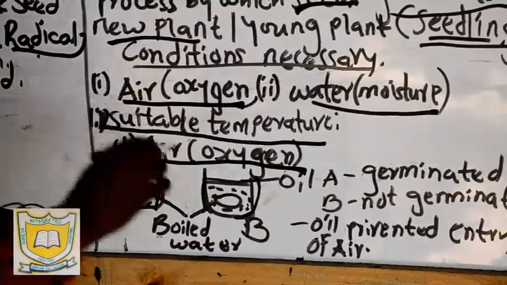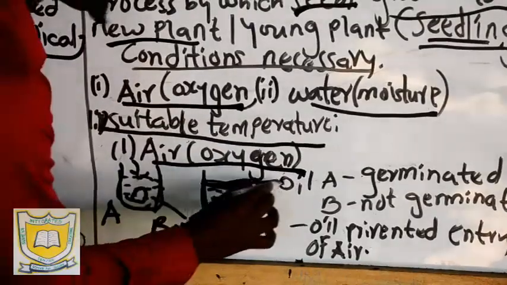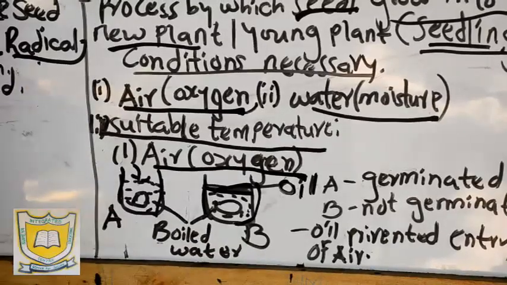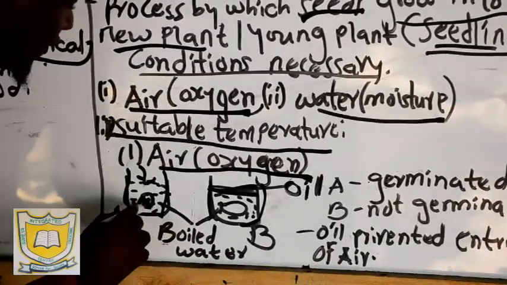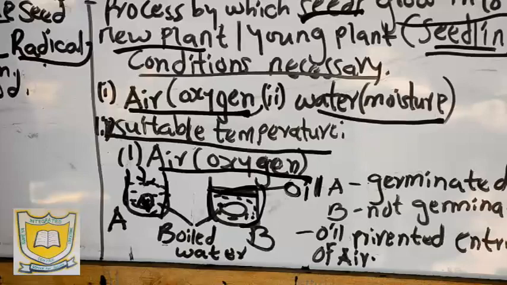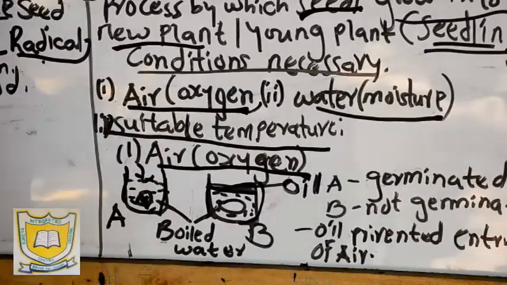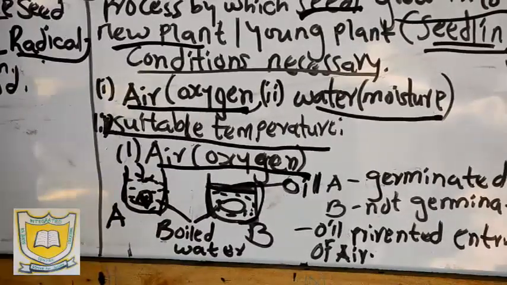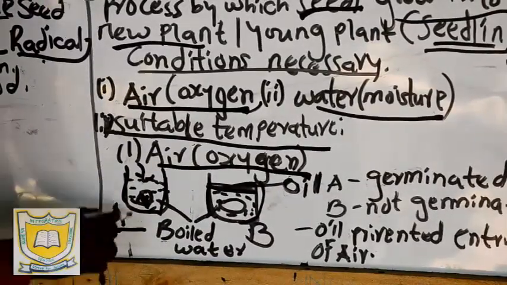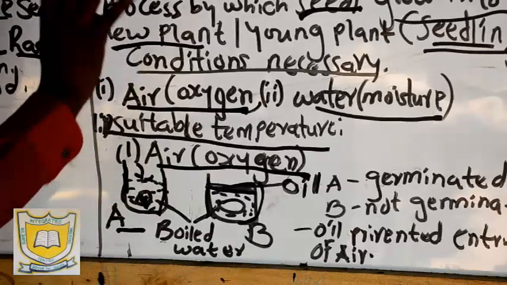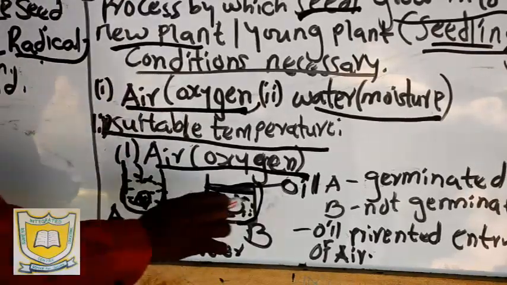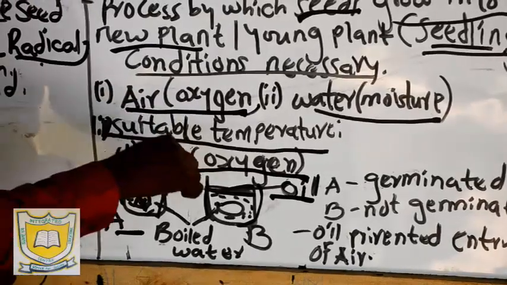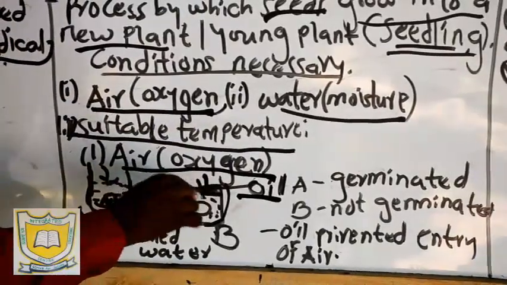Then one container, you cover the upper part of it with oil. Name the two containers A and B, and inside them you have seeds, either bean seed or maize seed. After maybe 1 week, you come and observe germination, which seed will germinate and which one will not. In container A we have allowed the entry of air, and in container B we have oil. This oil prevents the entry of oxygen, or air, into this container.